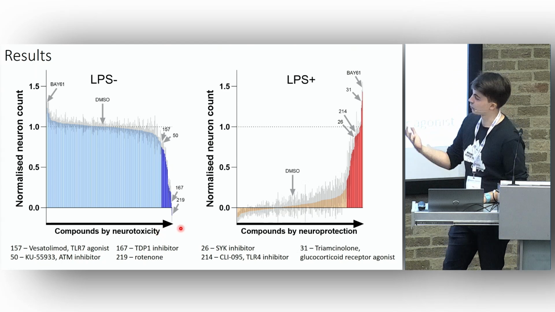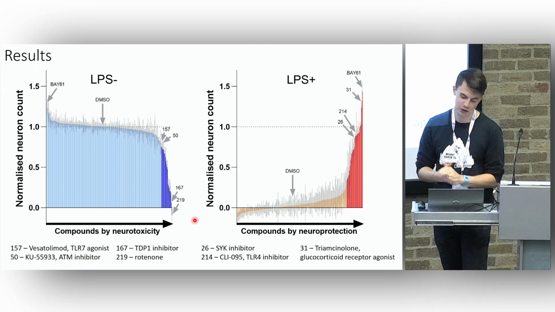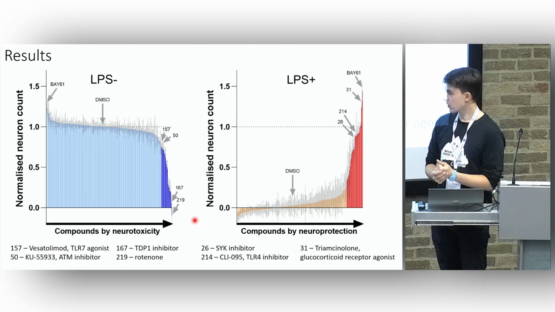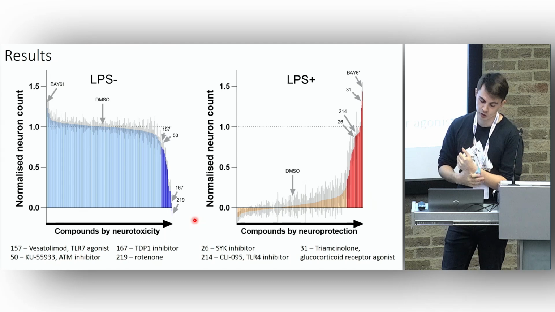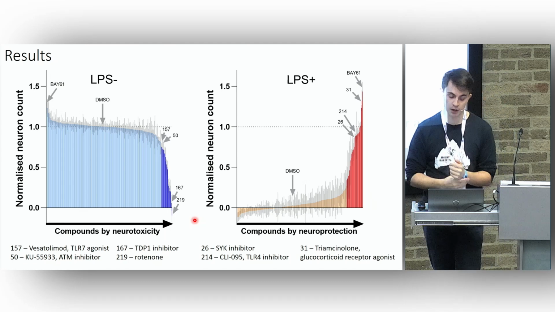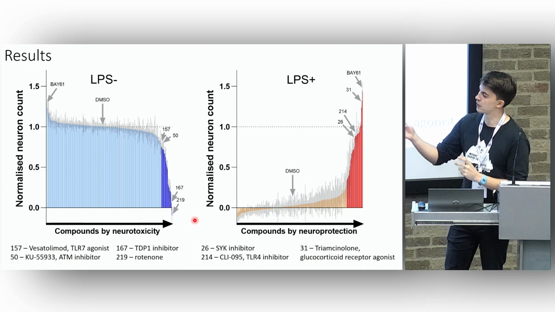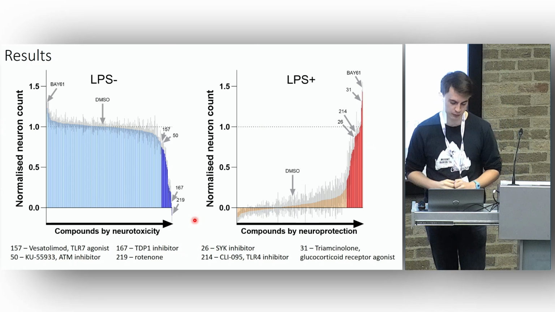Reassuringly, I've pointed out a few interesting things here: the most neurotoxic compound was rotenone, which is good because that's a neurodegenerative stimulus used for Parkinson's modeling. Also, related to some of the DNA damage work we saw yesterday, we've got an ATM inhibitor, which is causing some level of neuronal loss, and also a TDP1 inhibitor, which is also DNA damage related. Interestingly, TLR7: we had a talk earlier today on HIV, and vesatolimod is an HIV treatment, and it caused some level of neuronal loss in this assay.